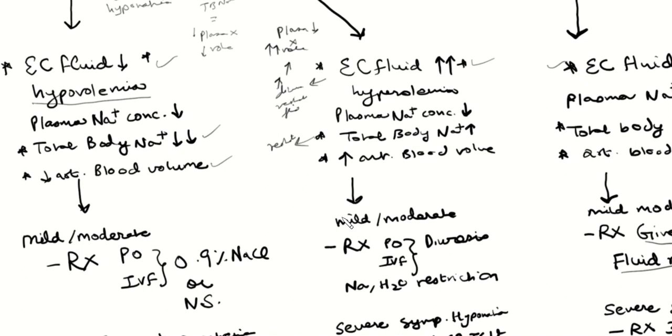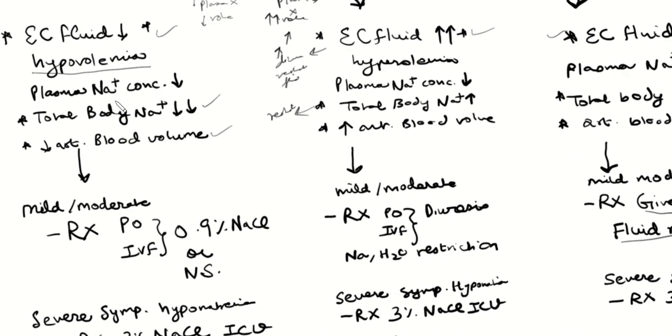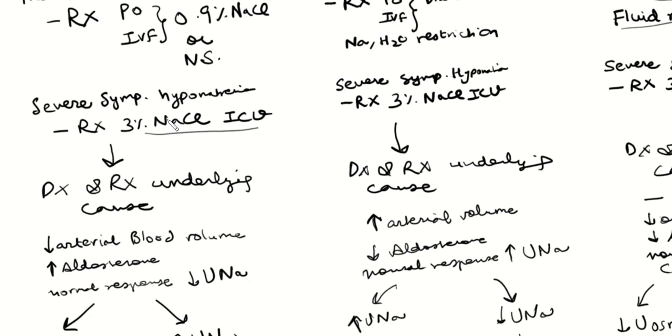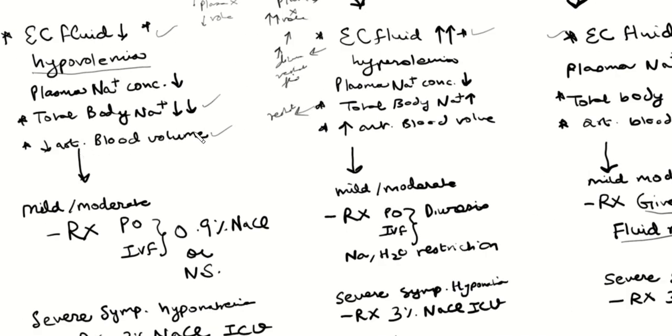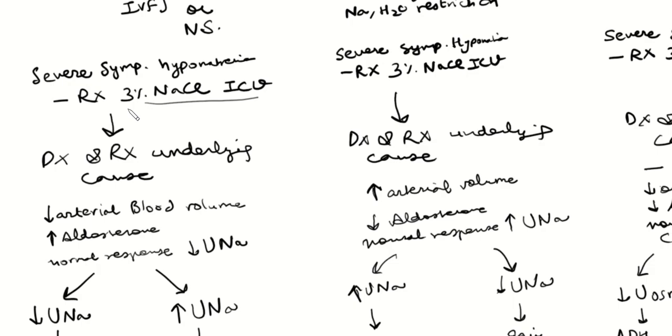So again, if it's hypovolemia and it's hyponatremia, remember their total body sodium is low and their fluid is low. So what are you going to do? I'm going to give them water and I'm going to give them sodium. That's exactly what we did, right? So if their arterial blood volume is low because they're hypovolemic, it's the aldosterone that's going to kick in. Low arterial blood volume means aldosterone, okay? And what's the normal aldosterone response if aldosterone's working good? You should have urine sodium that's low.